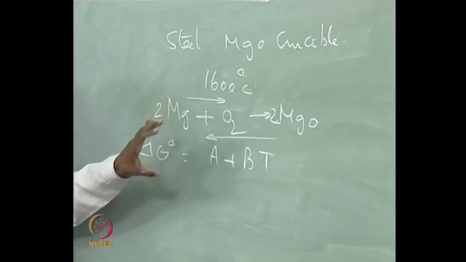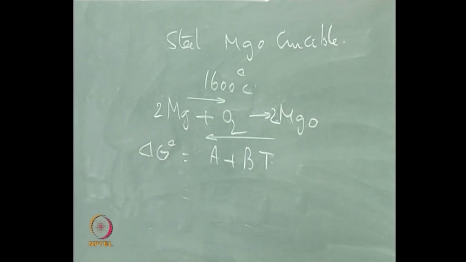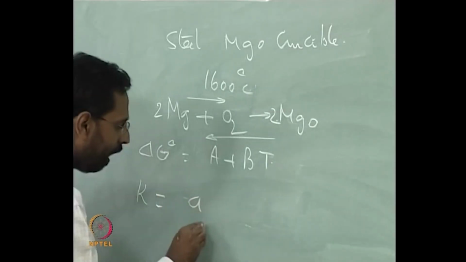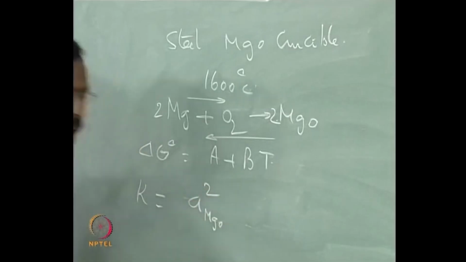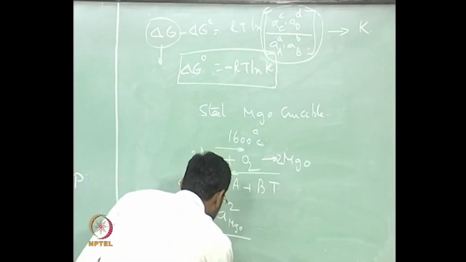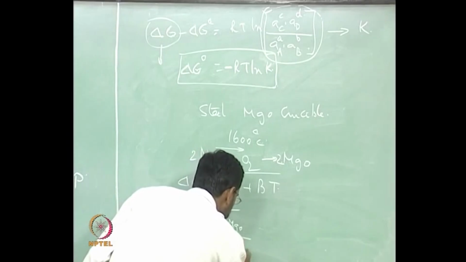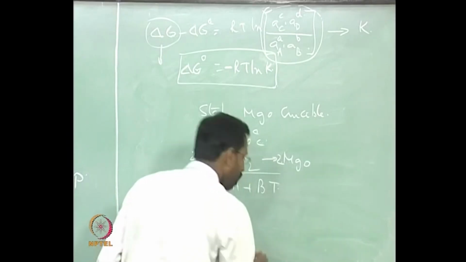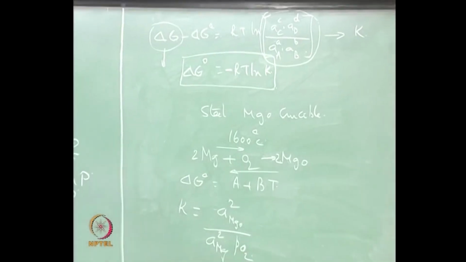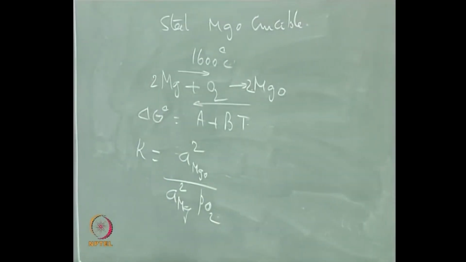For this reaction there is an equilibrium partial pressure. How do I calculate the equilibrium partial pressure? Simply find out what the K is. I can write K of this reaction as the activity of MgO squared divided by the activity of magnesium squared into the partial pressure of oxygen. MgO giving you Mg plus O2. We are trying to find out whether that will happen or not.